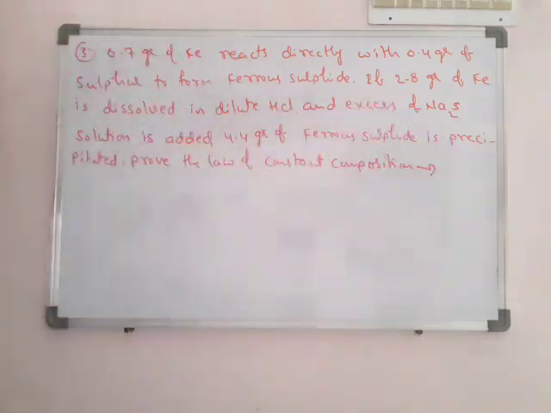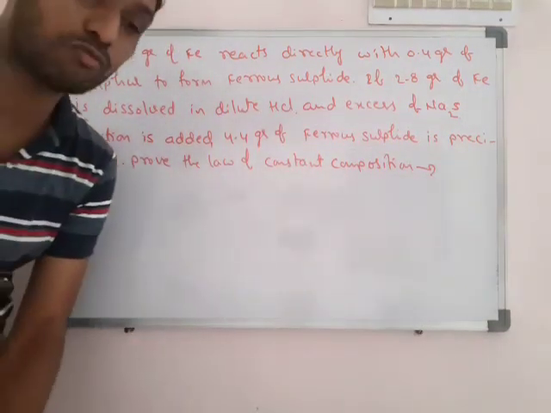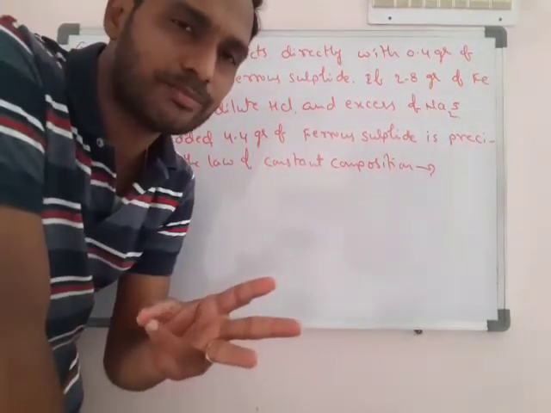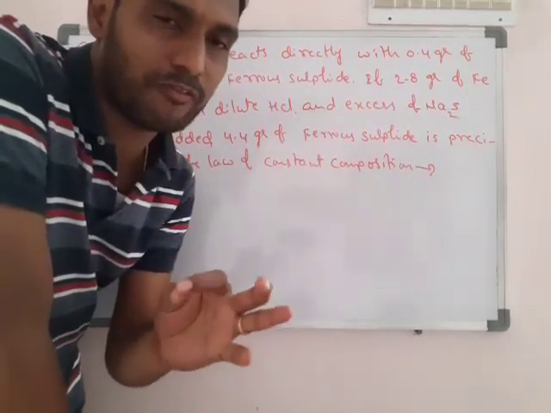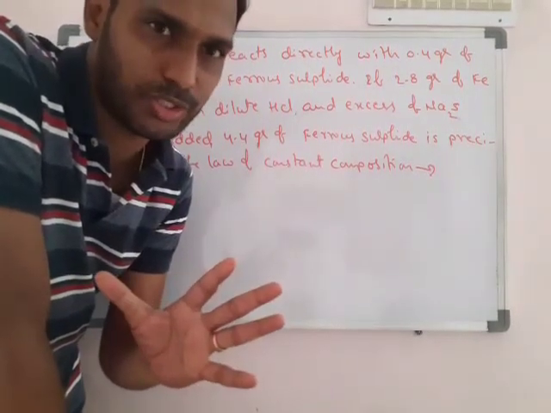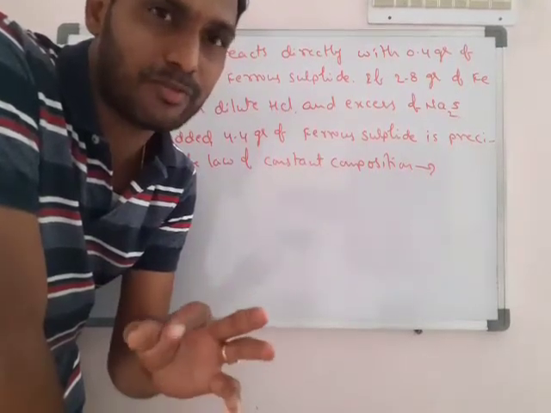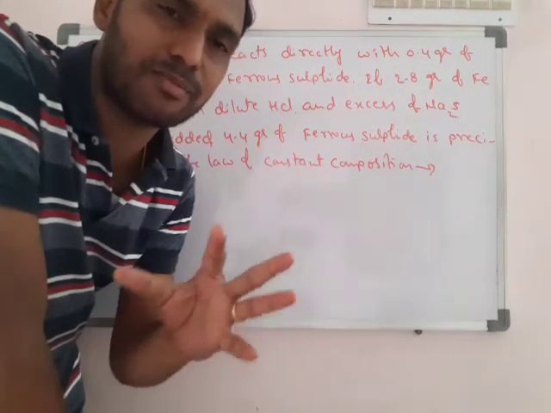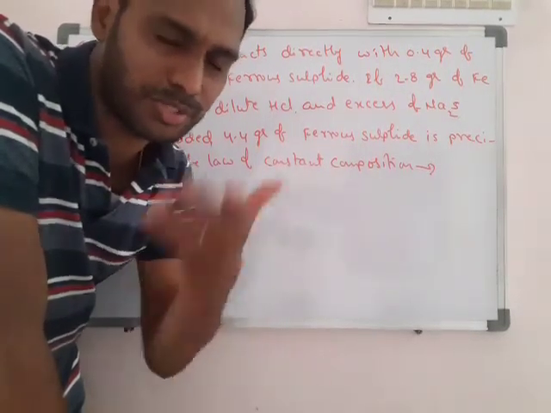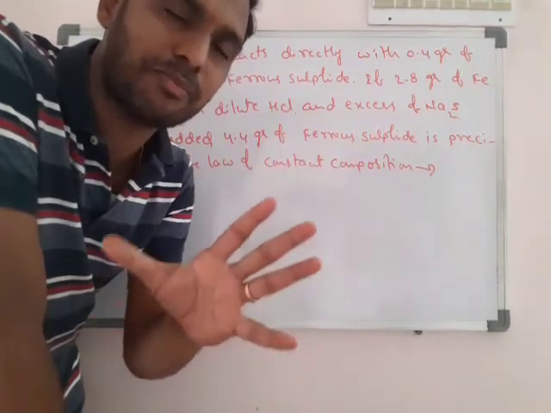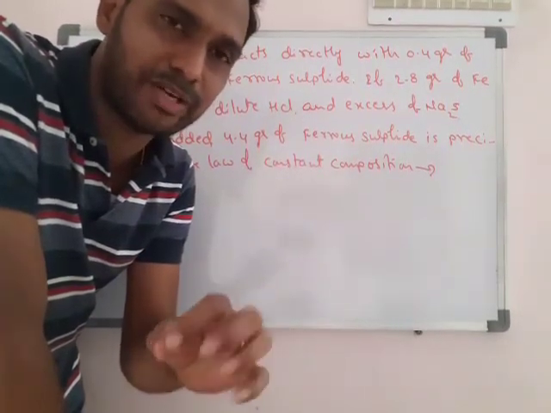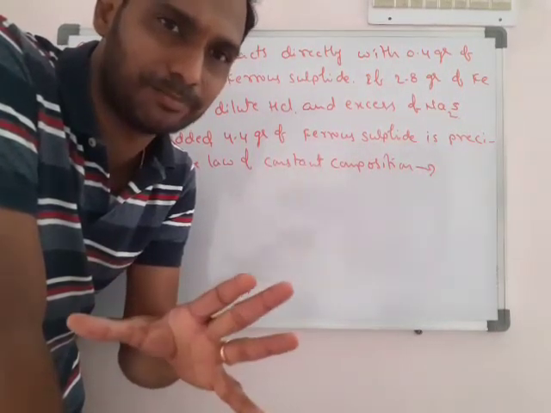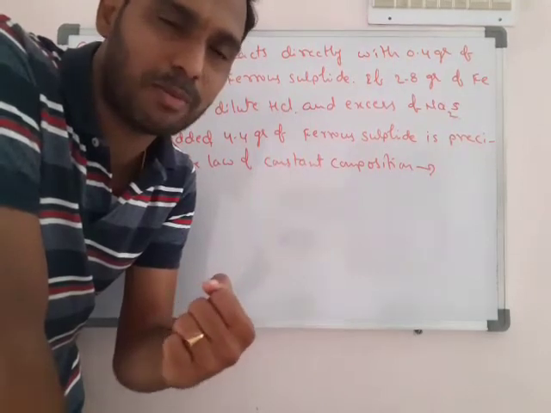So here it is totally discussing about one compound. The law of fixed proportions, nothing but the law of definite proportions or constant proportions, says that if a compound is obtained from different sources and different methods, the mass ratio of elements present in it is fixed. For example, we discussed about carbon dioxide.